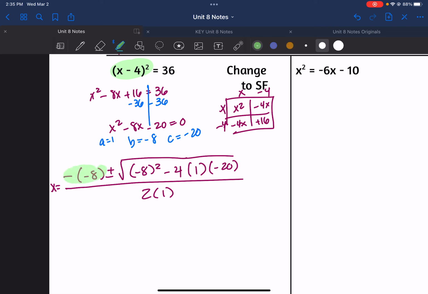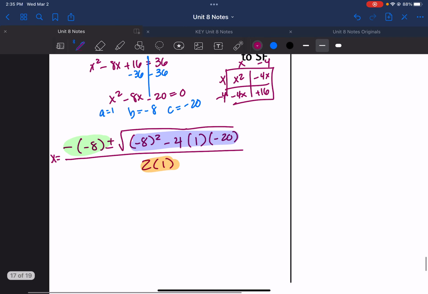I need to simplify this part here. I need to simplify everything under the radical, and then you just simplify down here. So we have 3 steps. So let's go and simplify. I know in the beginning, I'm going to get a positive 8. So plus or minus, and then let's see what we can get under the radical.